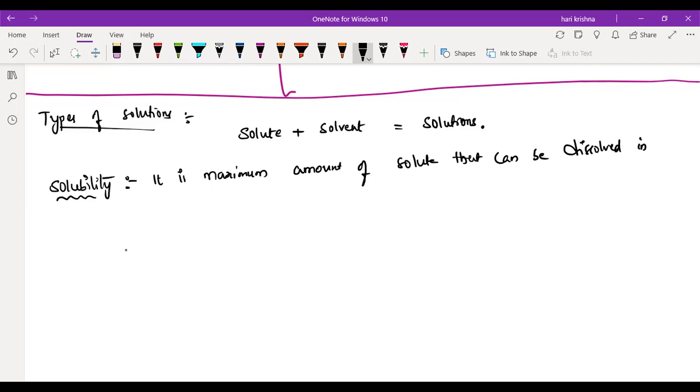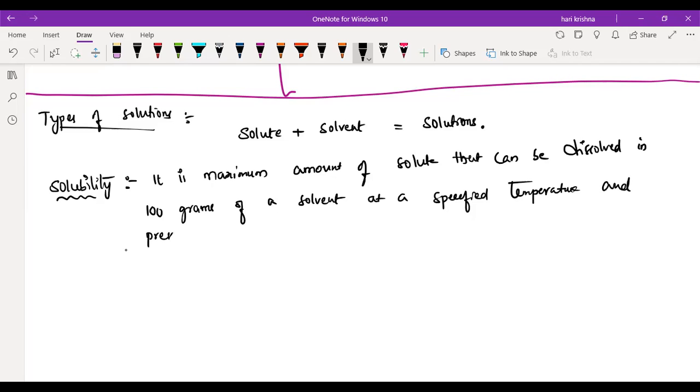It is the maximum amount of solute that can be dissolved in 100 grams of the solvent at a specified temperature and pressure. So this is the solubility.